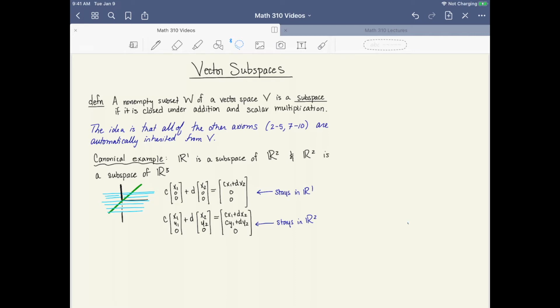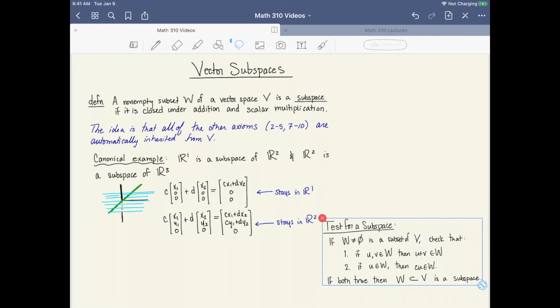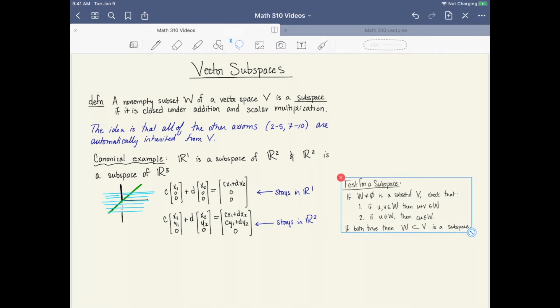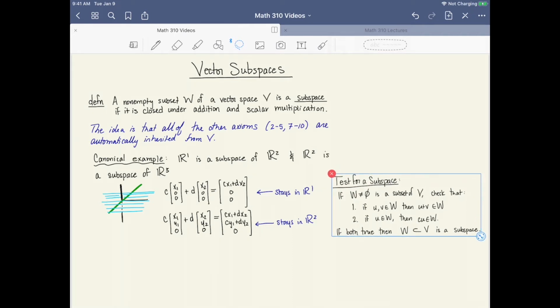We can make a very quick test to see whether something is a subspace. It's easier to check whether something is a subspace of a vector space than to check that an arbitrary set is itself a vector space. So if you have a non-empty, and it must be non-empty so that the zero vector lives in it, non-empty subset of V, all you need to check is that it's closed under vector addition and closed under scalar multiplication. If both of these are true, then you have a subspace.